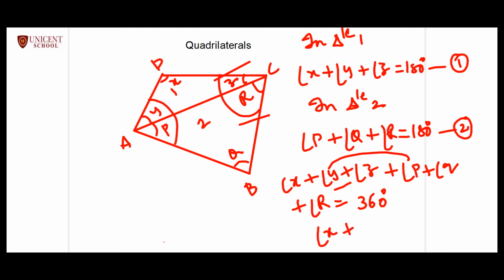X plus angle Q does not change. So let's name it as A, B. So that is angle A plus angle B. That is, the four angles of the quadrilateral will add up to 360 degrees. So this is about the angle sum property of a quadrilateral.